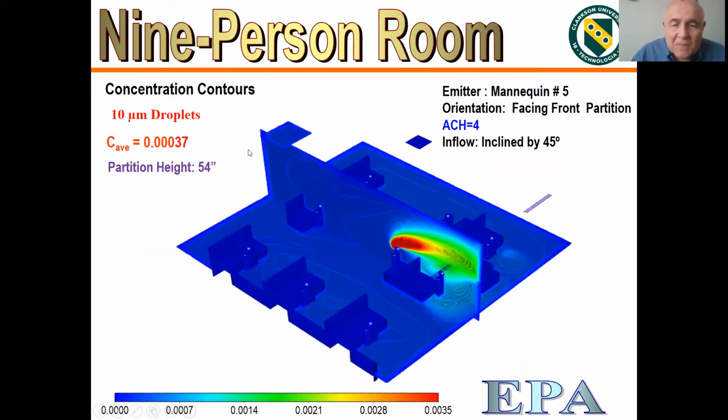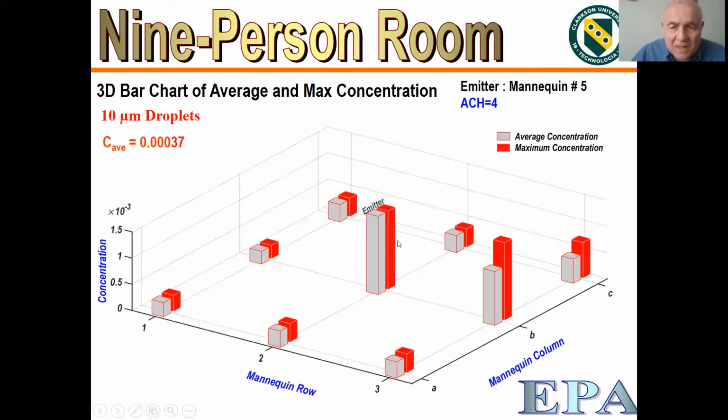And this one is the same thing for the 10 micron study, and 10 micron, of course, is also where the gravitational effect becomes important and changes the variation. And if you look at this graph, we can see that because of gravity, only the backside person sees quite a bit, but the other mannequins see very little exposure.